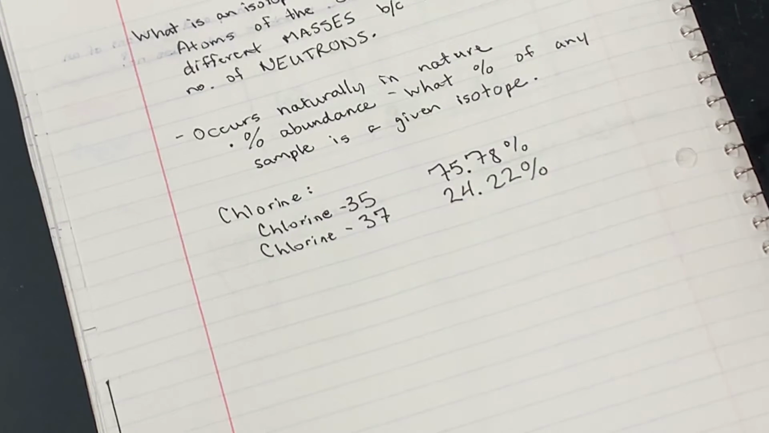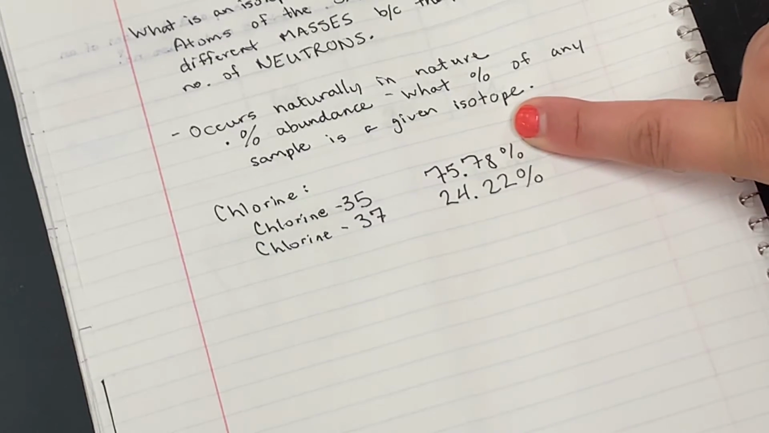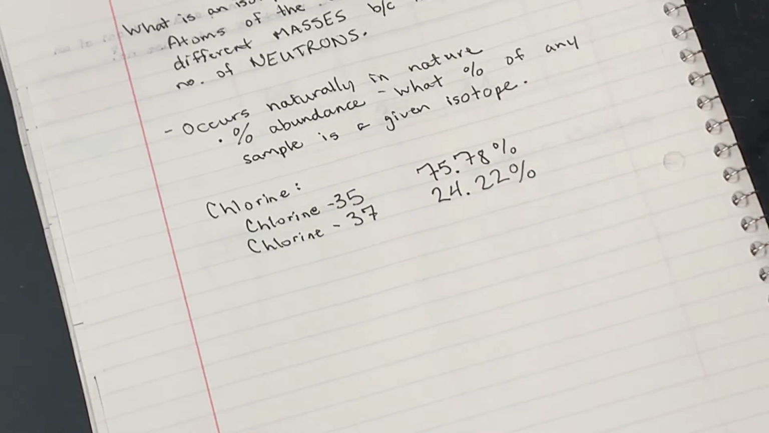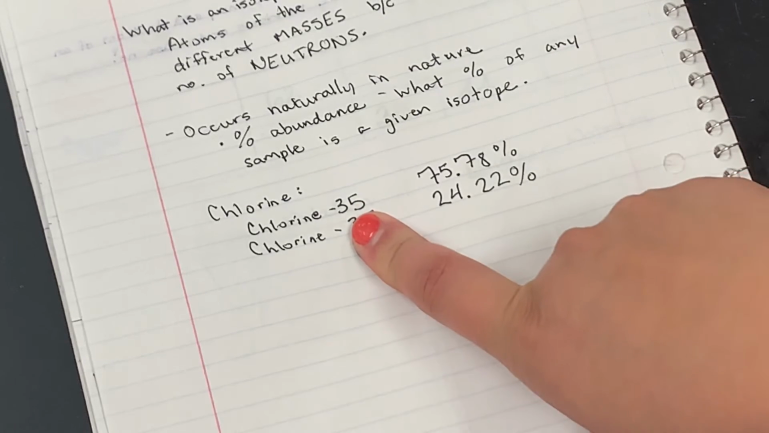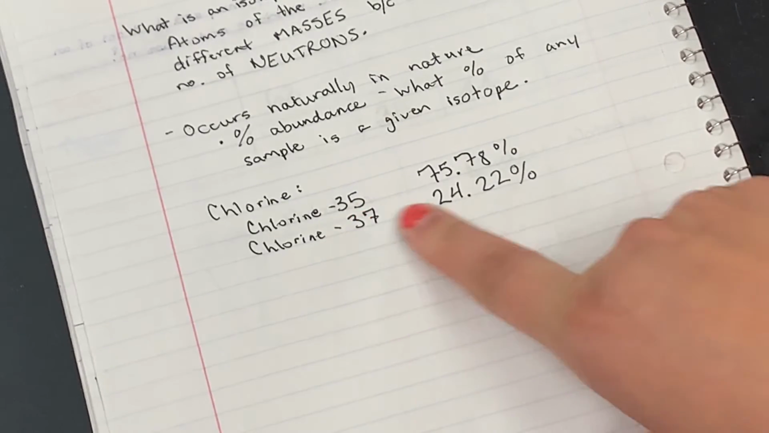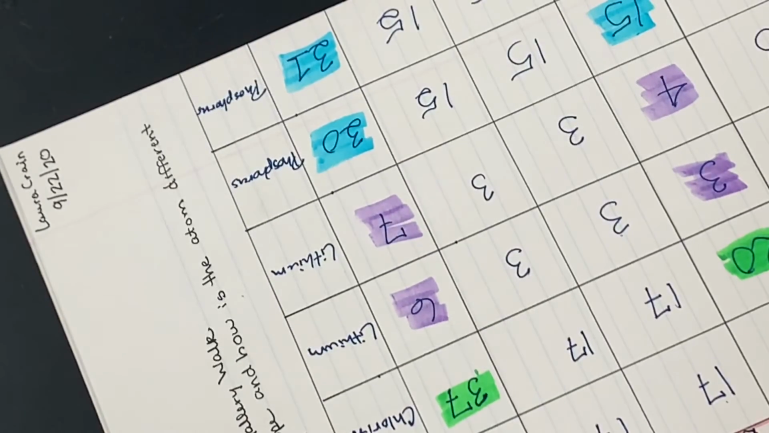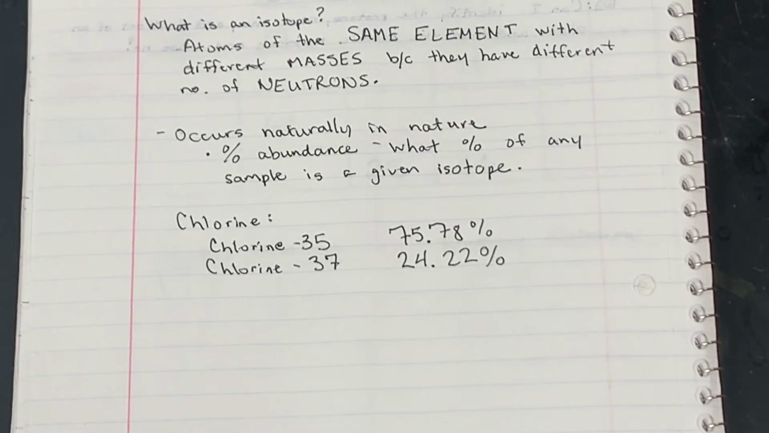So even though it's all chlorine, the individual chlorine atoms are actually different. 3/4 of them are going to be chlorine 35 with only 17 protons. That's right. So 75% are going to be chlorine 35, and so they're going to have 18 neutrons. And then chlorine 37 is going to have 20 neutrons.